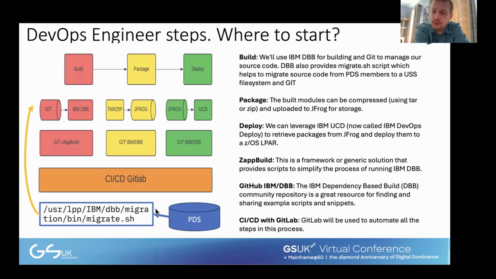Here, we use a product called IBM DevOps Deploy, which used to be called UrbanCode Deploy, in short UCD, and I'm probably going to use that term UCD because that's what I'm used to. That's the tool we use to pull the packages from JFrog and deploy them into the z/OS LPAR. And finally, this is DevOps, so we are supposed to automate this whole process. In order to do so, we use GitLab CI/CD pipelines. GitLab connects to z/OS over SSH and runs each stage, build, package, and deploy, one after another.